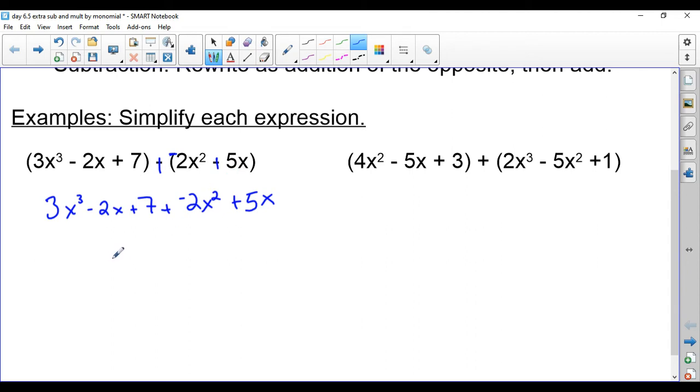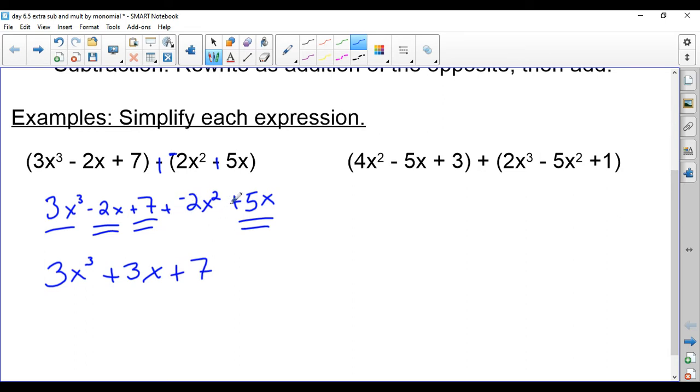Then I'm going to combine my like terms. I have a 3x cubed, and there's no other x cubed terms to combine it with. And then the order that you do this in is up to you. If you want to just go in order across, that's fine. Here I have minus 2x, and over here plus 5x. Those are like terms. Negative 2 plus 5 is 3x. The exponent doesn't change. I just add the coefficients. Then I have this plus 7 with nothing to combine it with.